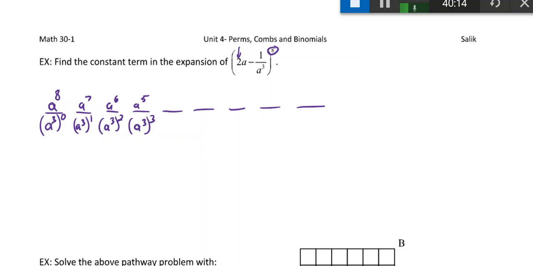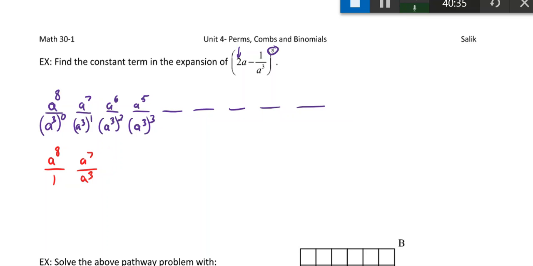But you know what? Let's try some of these. Let's actually figure out what we're dealing with here. This one here, this is really a to the 8 over, well, anything to the power of 0 is just 1, so that's just 1. So that's not going to change anything. This one here was a to the power of 7 over a to the power of 3. That's not going to do it, right? I'd still have a to the power of 4.